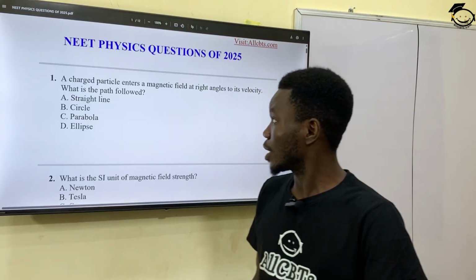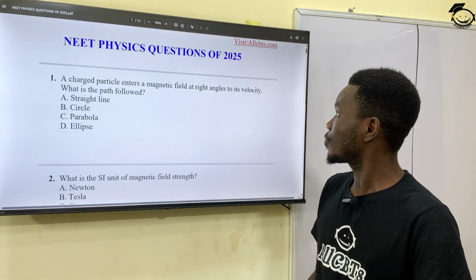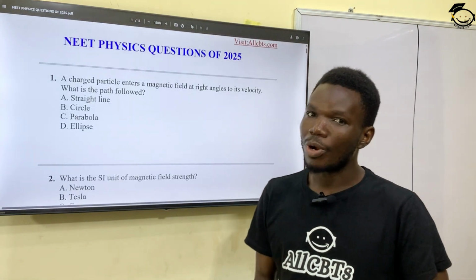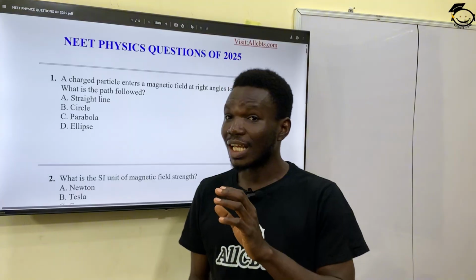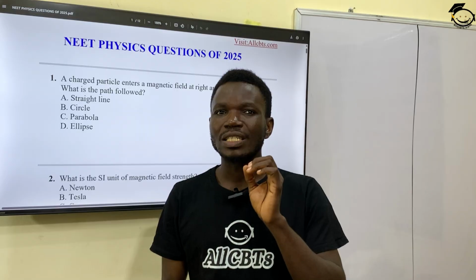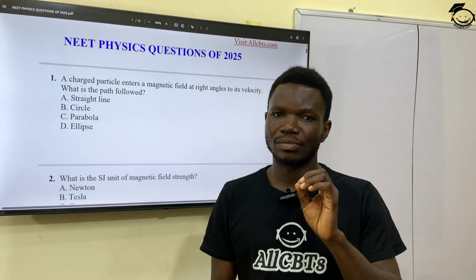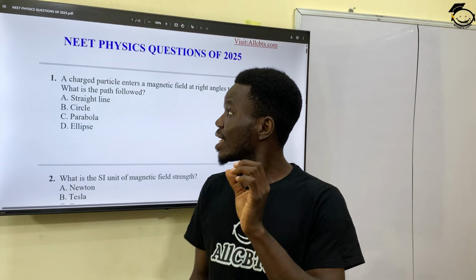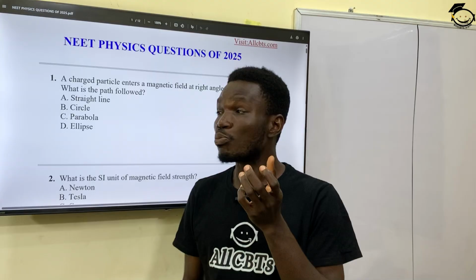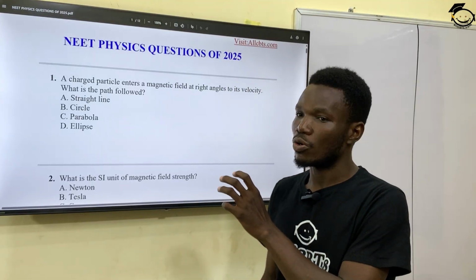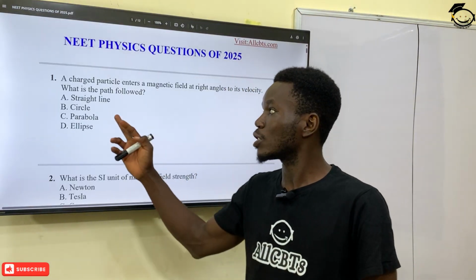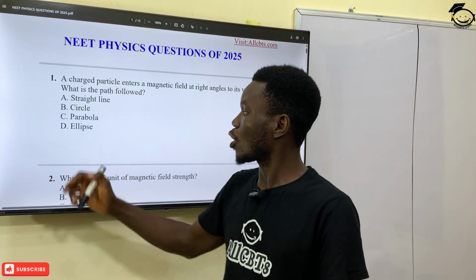The first question says, a charged particle enters a magnetic field at right angles to its velocity. What is the path followed? Now, when a charged particle enters a magnetic field perpendicularly, the particle tends to move in a circular path. Why? Because there is a centripetal magnetic force that pulls the particle such that it moves in a circular path. So they're asking, what is the path followed? The path followed is a circle, which is option B.